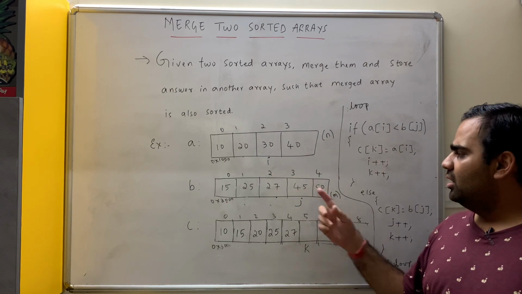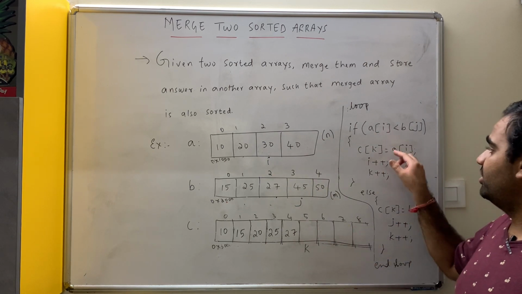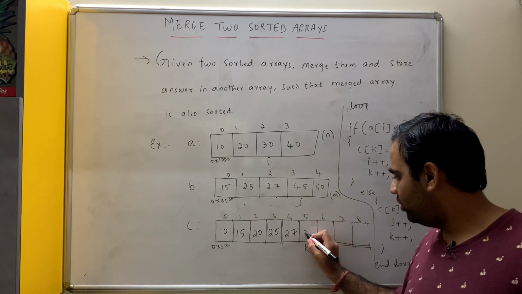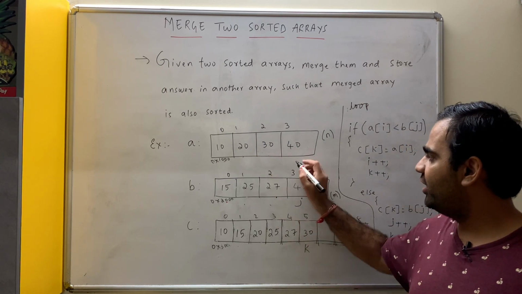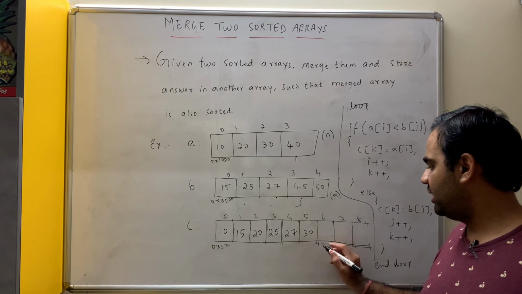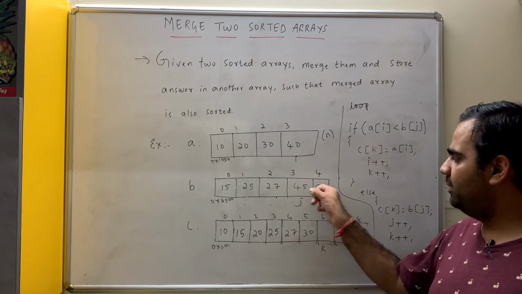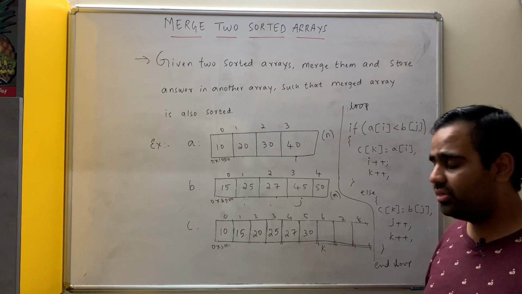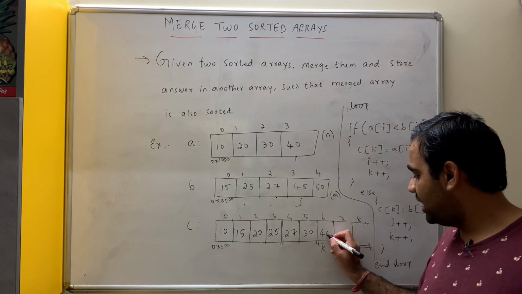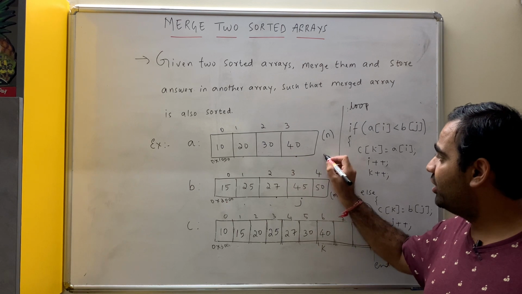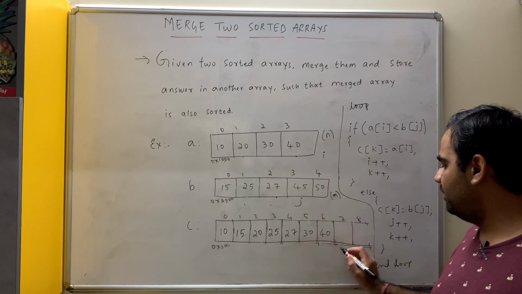A of i is 30, B of j is 45. 30 less than 45 is true, therefore you write 30 here, you say i plus plus and you say k plus plus as well. Go back again, A of i is 40, B of j is 45, 40 less than 45 is true, you write 40 over here, now you say i plus plus and you say k plus plus.